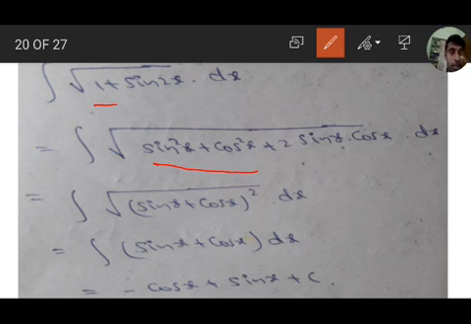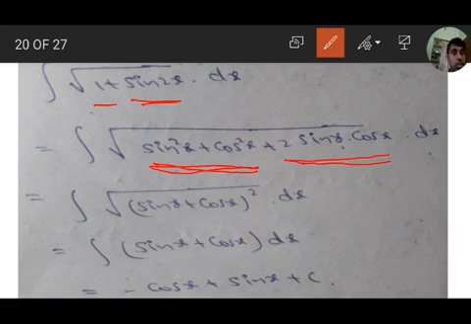sin square x plus cos square x. We know that sin square theta plus cos square theta equal to 1. So therefore 1 can be written as sin square x plus cos square x. And sin 2x can be written as 2 into sin x into cos x, from the sin 2 theta formula, 2 sin theta into cos theta, here theta is x.